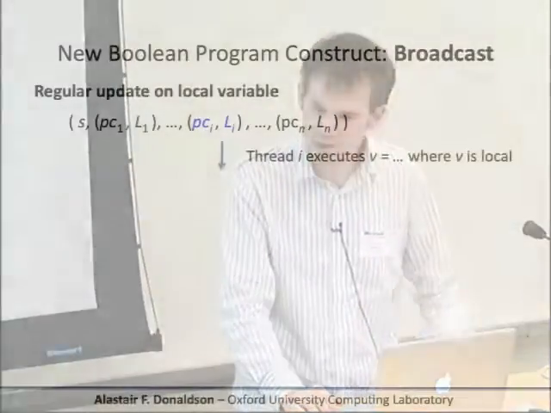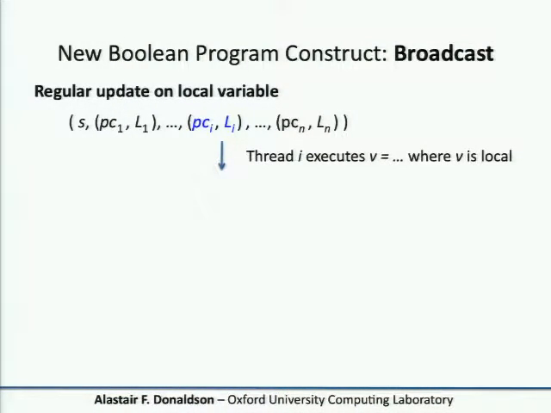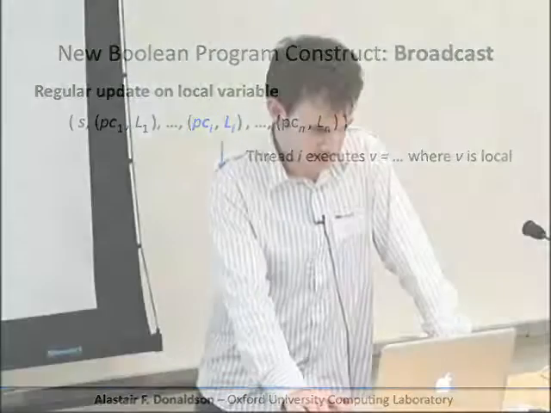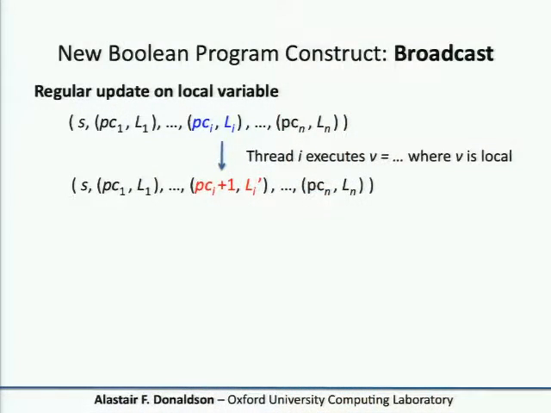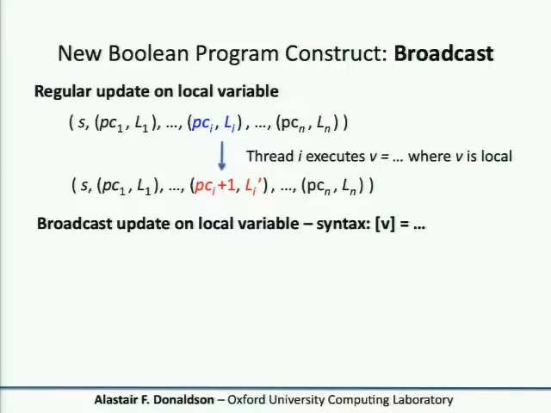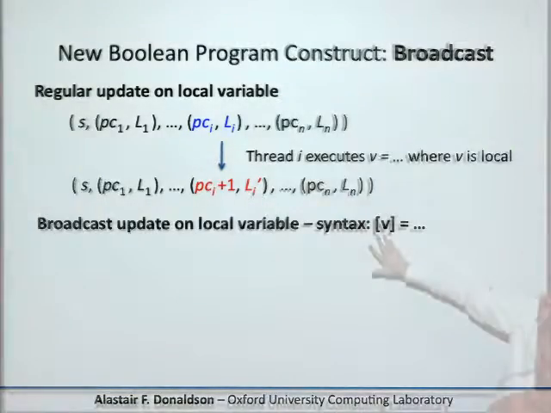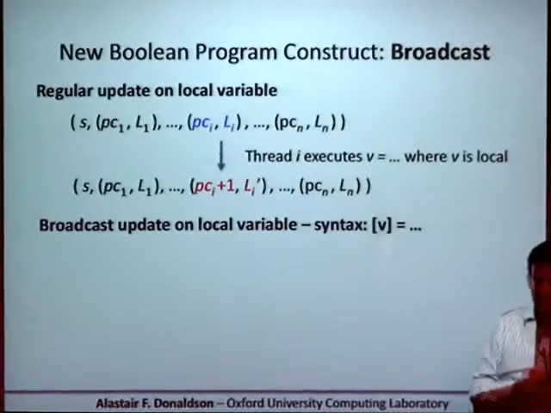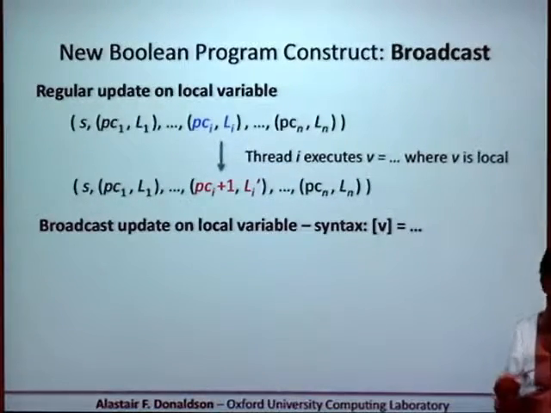So let's think about what a regular update on a local variable looks like. Suppose thread i executes some update, then this causes thread i's program counter to increase and thread i's local state to change. What I'm going to introduce is a broadcast update, which is a thread executing a statement that has no effect on the thread's local state, but changes the state of all passive threads. I'll show you what this looks like, and then I'll show you how we use it. So we use this syntax, square brackets v, to mean that this L value is going to be changed in all passive threads, but not in the active thread.